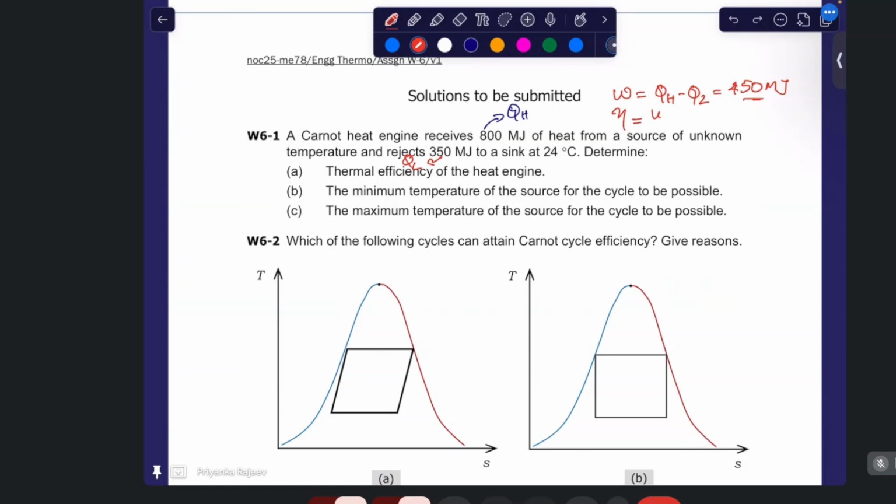W by QH equals 450 by 800, which is almost 0.56. So the efficiency is approximately 56 percent.